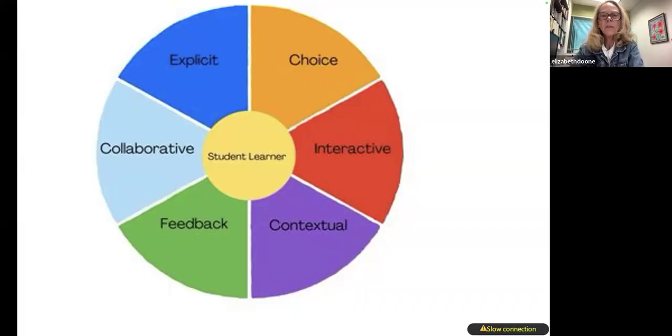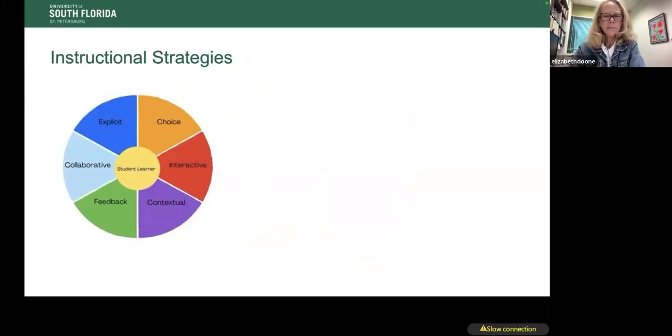So the concepts are explicit, choice, interactive, contextual, feedback, and collaborative. And this graphic means that if we include all of these elements in one lesson, then we affect this target. The bullseye in this is the student. So if we include these elements in each lesson that we plan, we're going to affect the student learner most significantly. So what does this mean?